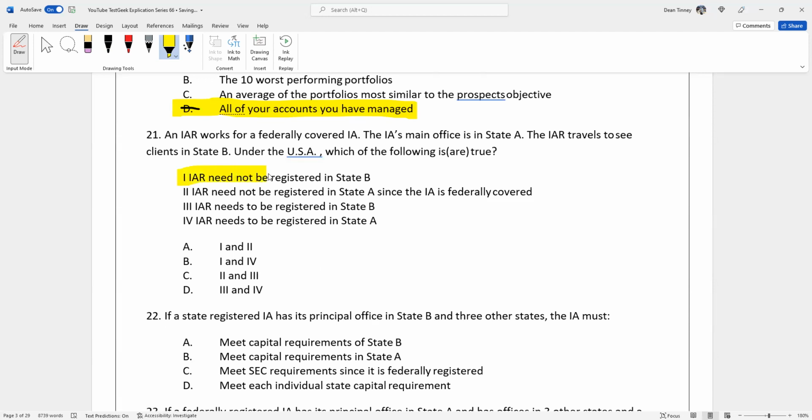That's true. You as a 66 need to be registered in state B only if you have a place of business there. You have no place of business there, and so you do not need to be registered in state B. The investment advisor need not be registered in state A since the IA is federally covered. No, you're going to have to register in the state in which the home office is, right? Three, the investment advisor needs to be registered in state B. Well, those are mutually exclusive, we just did that, right? And the investment advisor needs to be registered in state A.